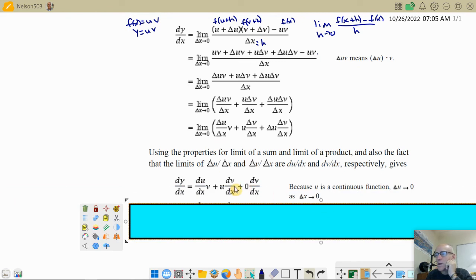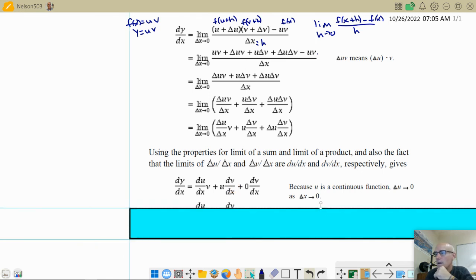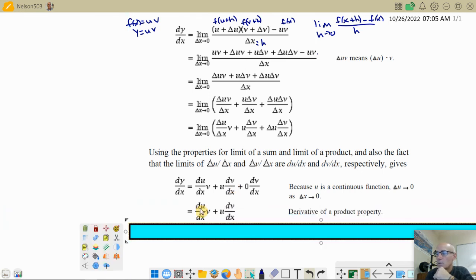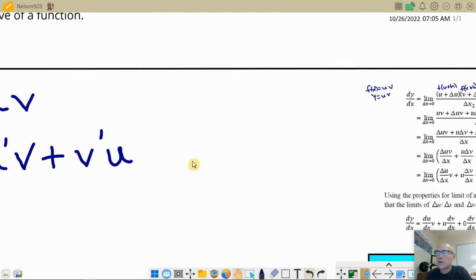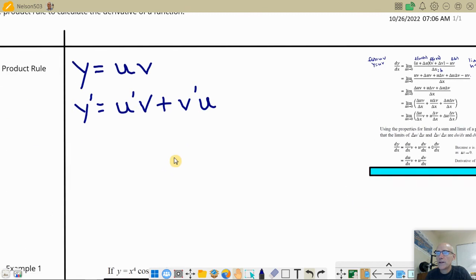And they changed the notation a little bit to infinitesimally small slices of x. And now we've got really the derivative of the u function times v left alone, plus the derivative of the v function times u left alone. Now, I know they have them in a little bit different order here. I can't tell you why. I don't know why they don't just put the u over there, but whatever. It's the same thing. There's the product rule right there. Okay, so here it is over here.